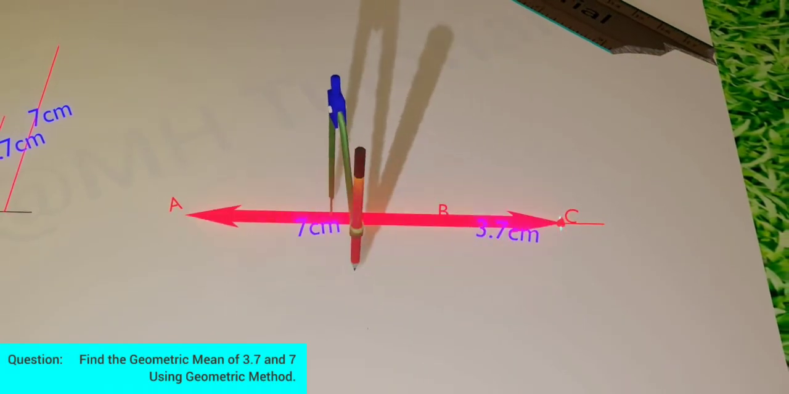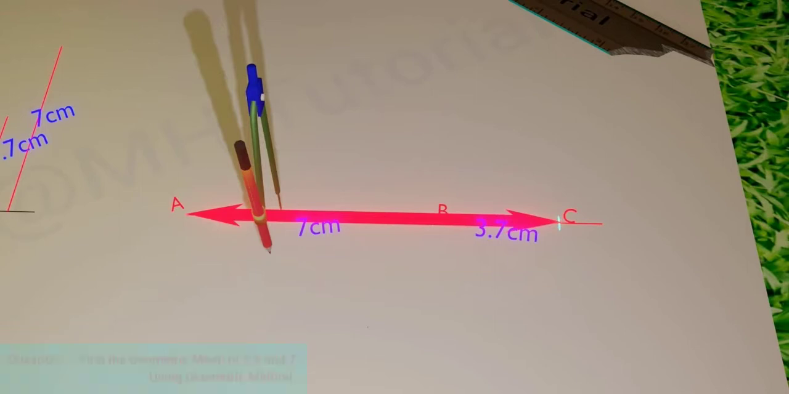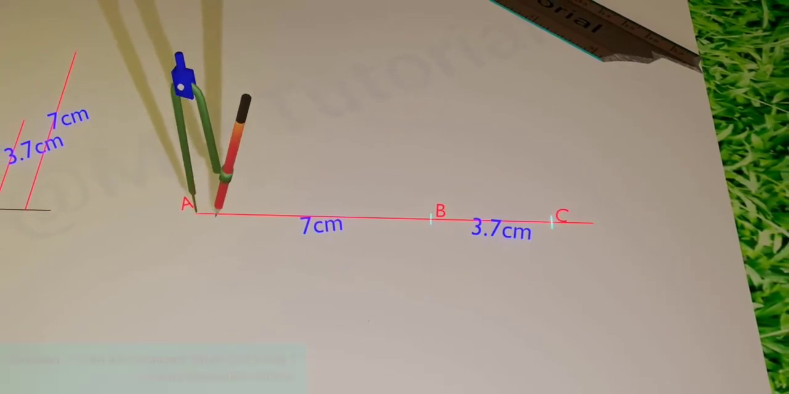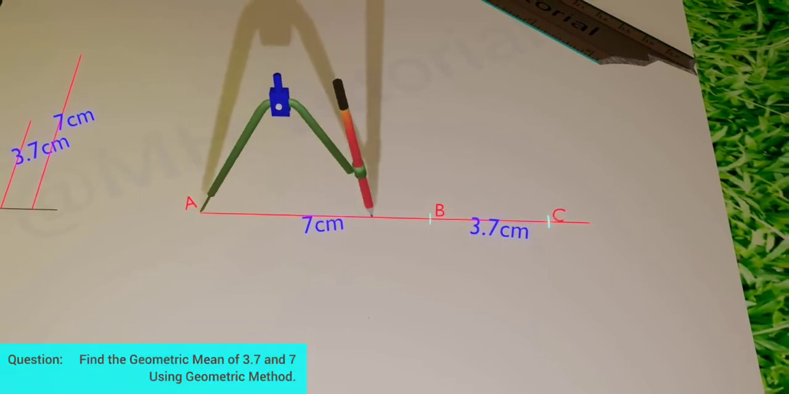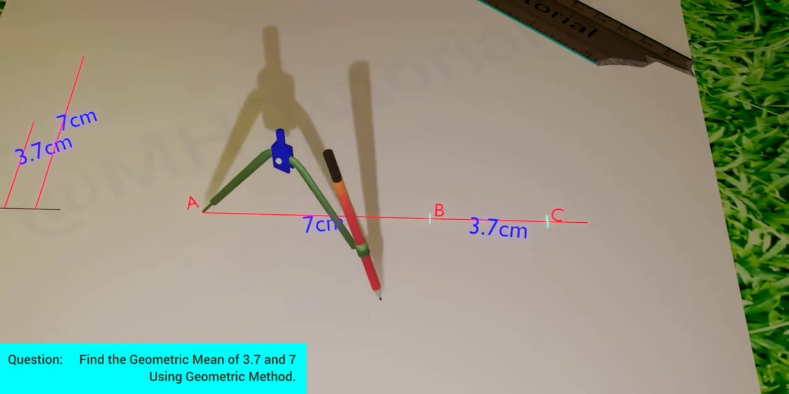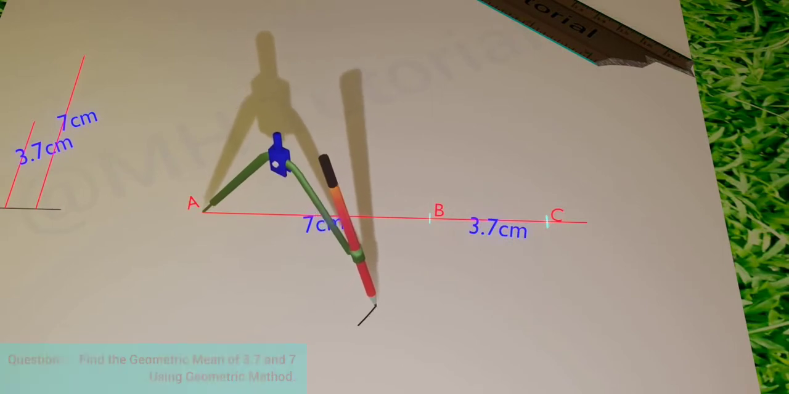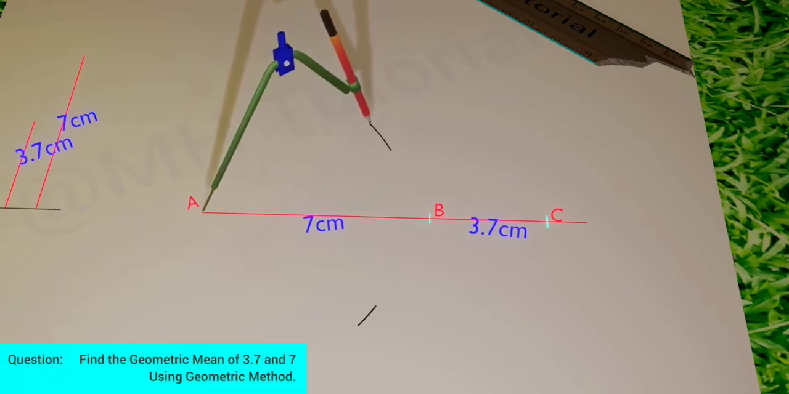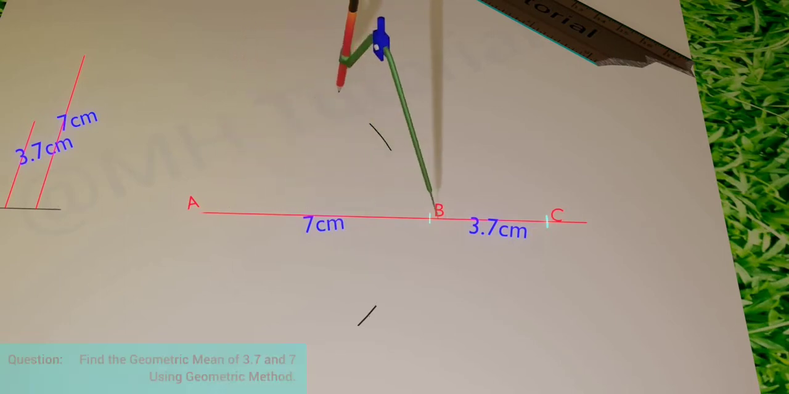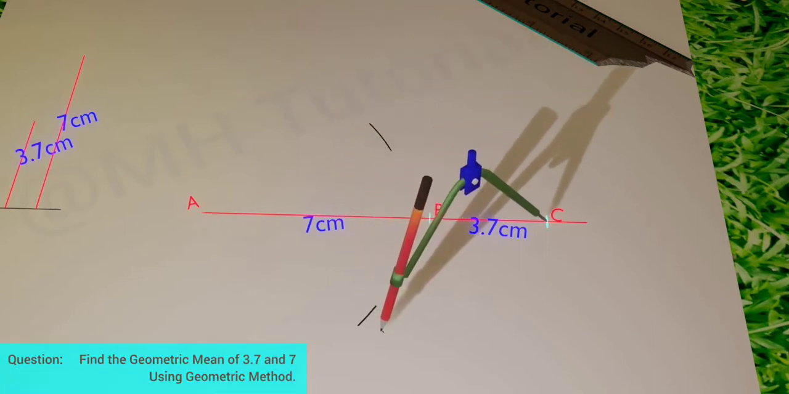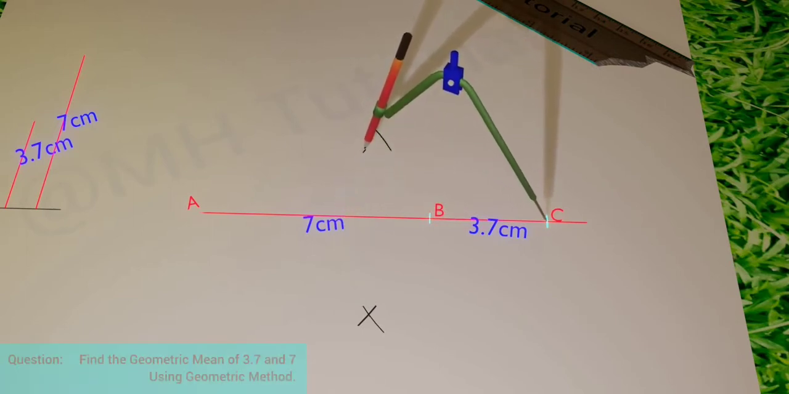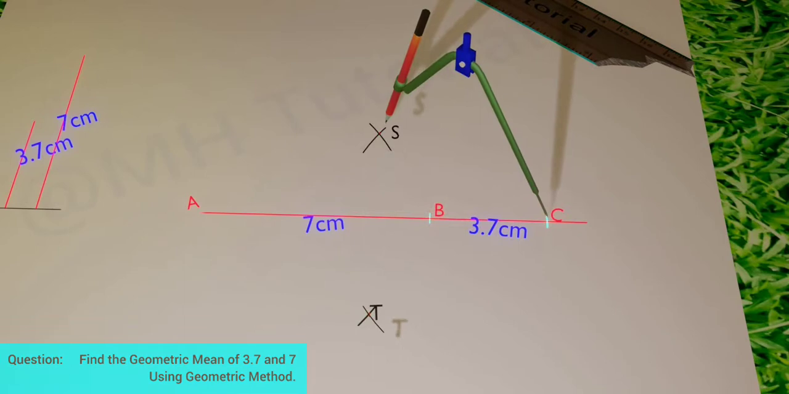Now, we need to find the midpoint of segment AC. To do so, the segment AC has to be bisected. First, two circle arcs will be taken by placing the compass at point A. Then place the spike of the compass at point C to draw two more arcs, and find the two intersection points against the two previous arcs. These two points of intersection are S and T.